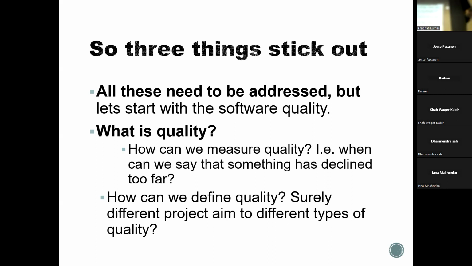For example, different projects aim to have different types of quality. What can be an example of this? Different projects aim for different types of quality. Let's take the example of gaming software. If you want to develop gaming software, what will be the quality aspect of it?